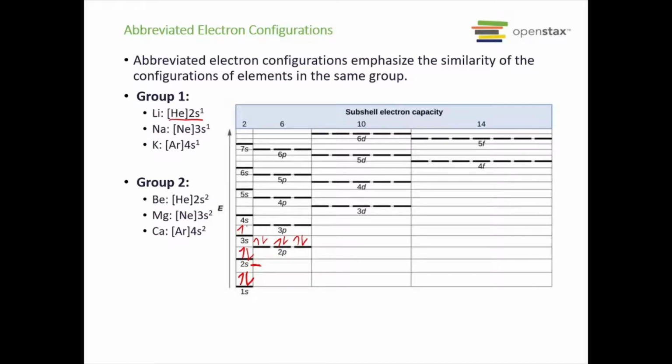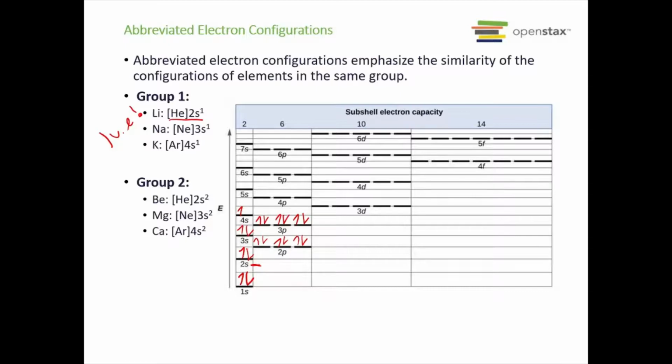Then we move up to potassium, which has argon, and we end in the 4s1 orbital. Notice 4s starts to fill up before 3d because it's actually lower in energy. So the highest energy level is 4, and it has one valence electron. So notice for all of group 1, we have one valence electron.